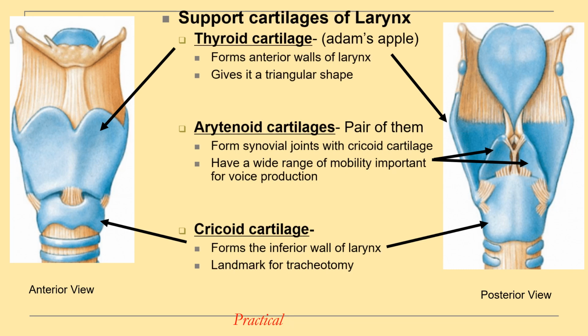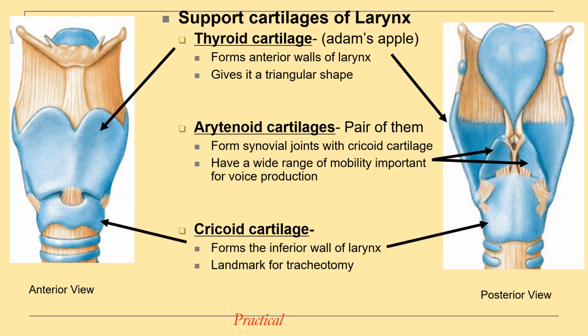All right, so if we look a little closer at some of these cartilages, I've got my thyroid cartilage. This is also known as your Adam's apple, and it forms the anterior wall of your larynx. So this is the very front of your larynx, and it gives it a triangular shape. So if we look at our picture here on the anterior view, clearly the thyroid cartilage is the biggest piece of cartilage there. So it makes sense that that's the Adam's apple, the biggest one, the thyroid cartilage.